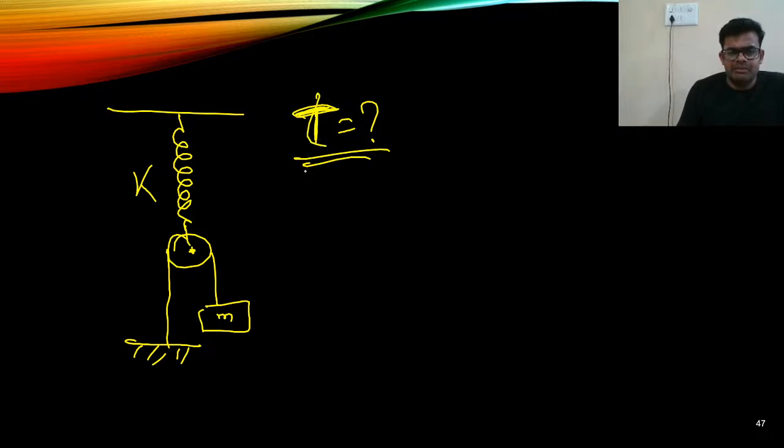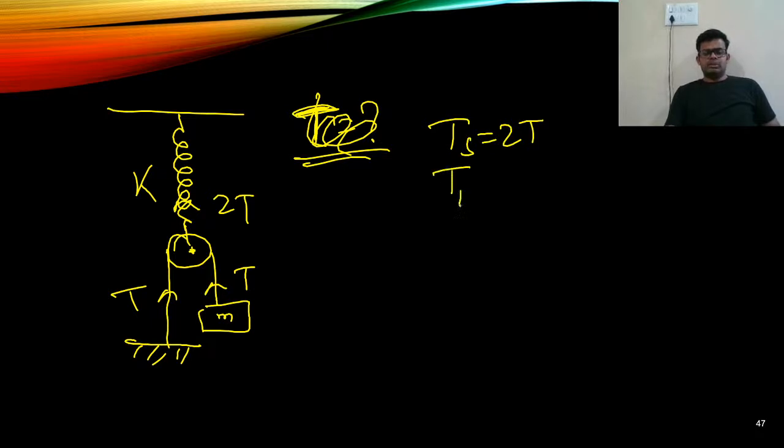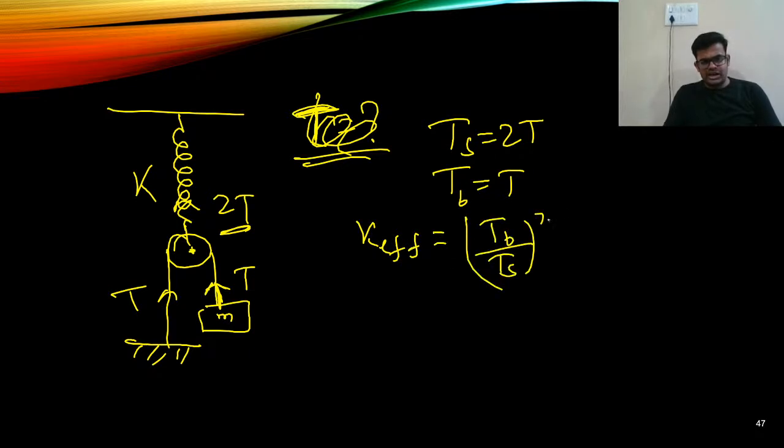For that I am drawing the tension T, and here will be the tension 2T. So directly I will write the tension on the spring, that is 2T. The tension on the block is only T. You can see the tension on the block is T. The tension in the spring is 2T. So let us write the formula. K effective is equal to the tension on the block divided by the tension on the spring, whole square, into K.